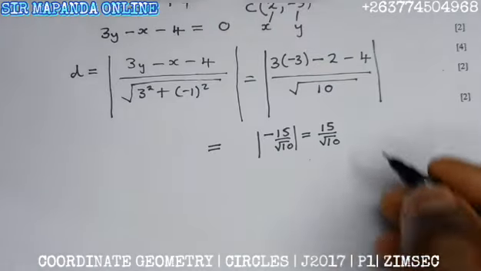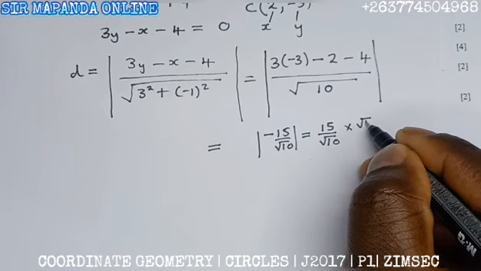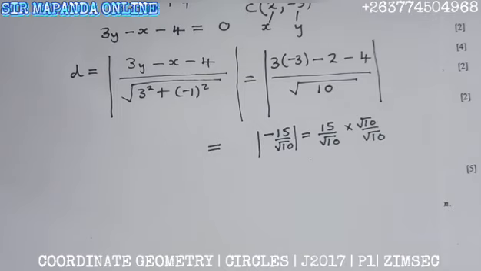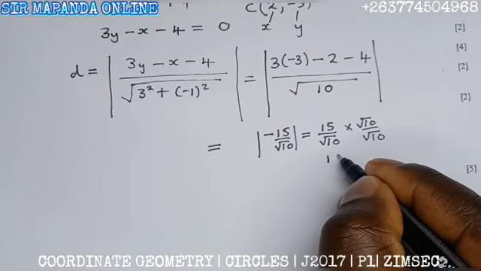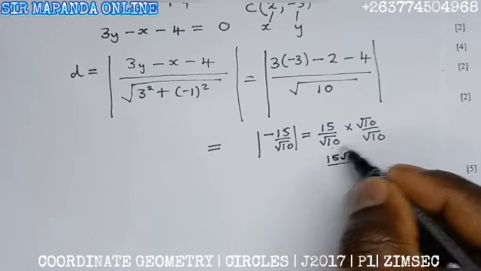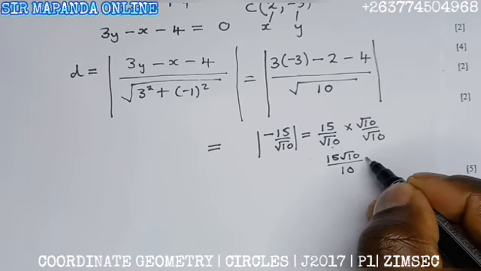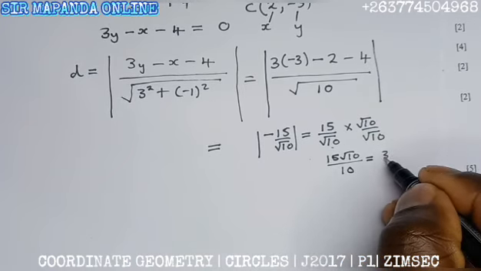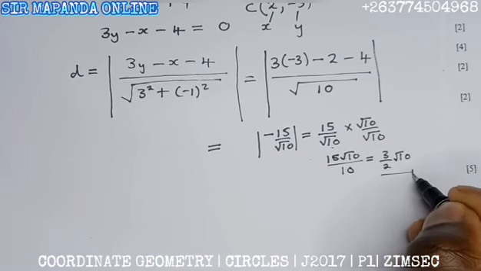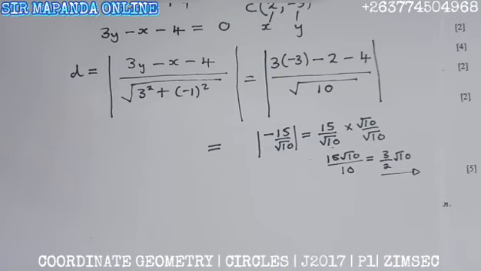If you want to simplify it further, you can rationalize by multiplying both the numerator and the denominator with root 10. You get 15 root 10, then root 10 times root 10, you get 10, which can be simplified as 3 over 2 root 10. And this is your final answer. I hope you are listening. So this is how you calculate the distance of the line from the center.